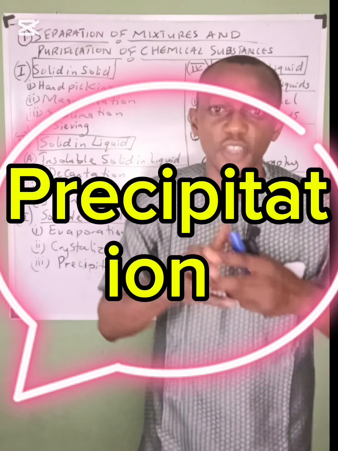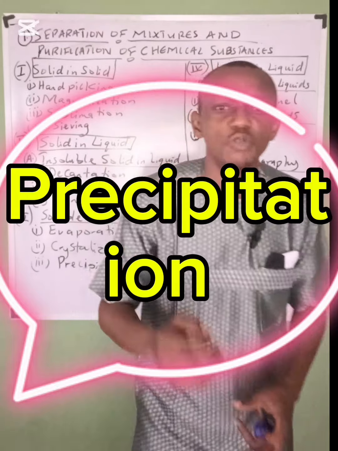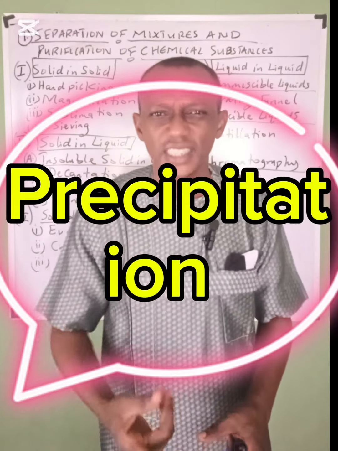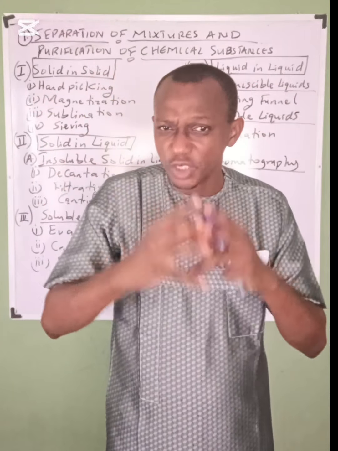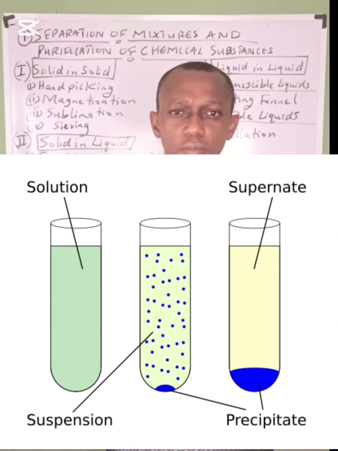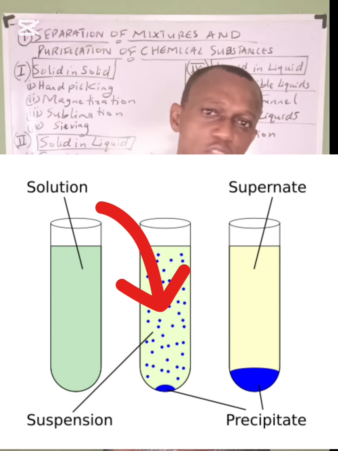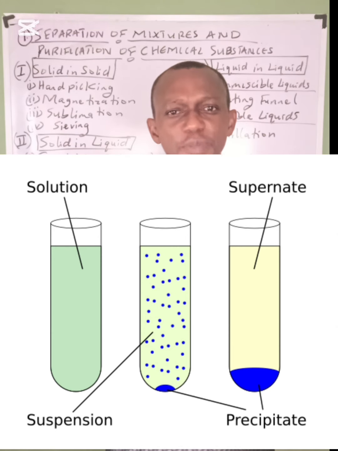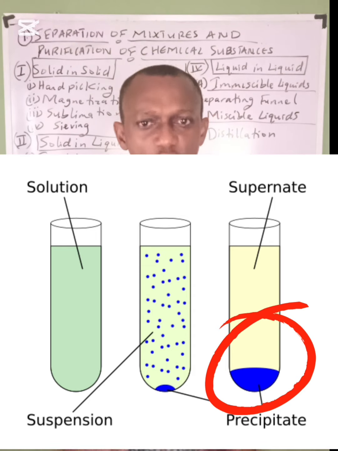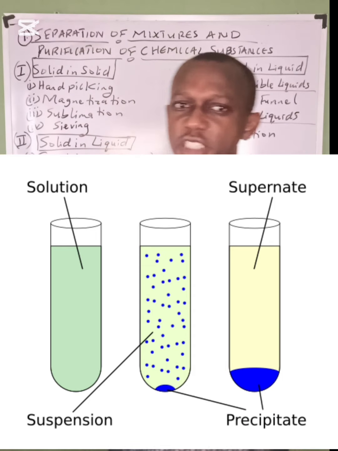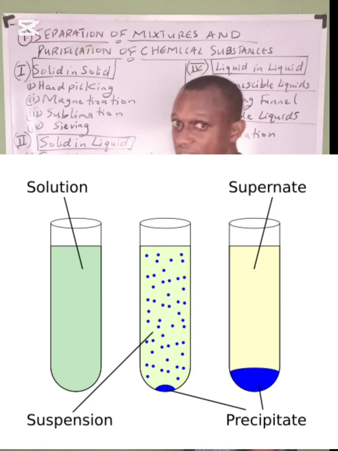We also have precipitation. Precipitation is when your solid has dissolved in your liquid, but you now introduce another liquid in which one of those solids in the mixture will not dissolve. So when they react together, they now form a what? A precipitate, which means solid in liquid. The solid that comes out is called what? Precipitate. That's that about that also.